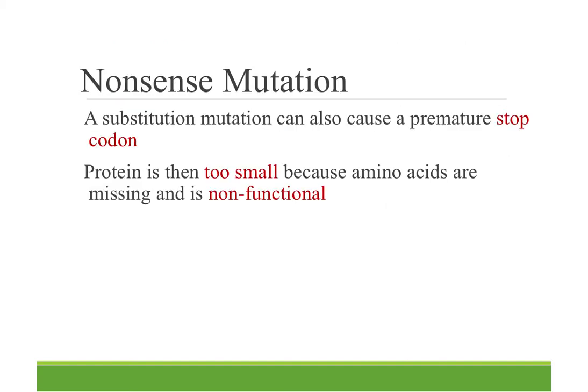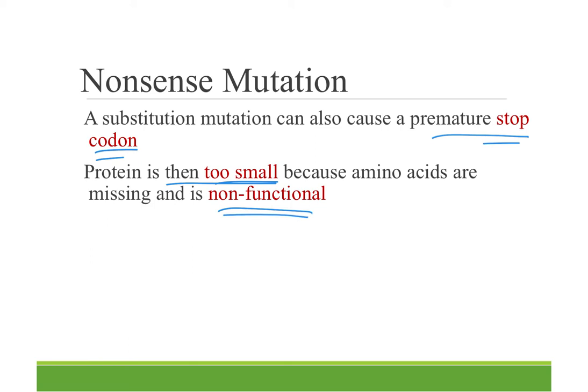Then there are nonsense mutations. These cause a premature stop codon. If you remember from the transcription and translation activities, all proteins will have a start codon on the gene saying this is where things start to build this protein, and then there's a stop codon in the gene that says this is where you stop building a protein. So if you have a premature stop, if it comes in too soon, then the protein ends up being too small because you've just lost a whole bunch of the amino acids that are supposed to be there.